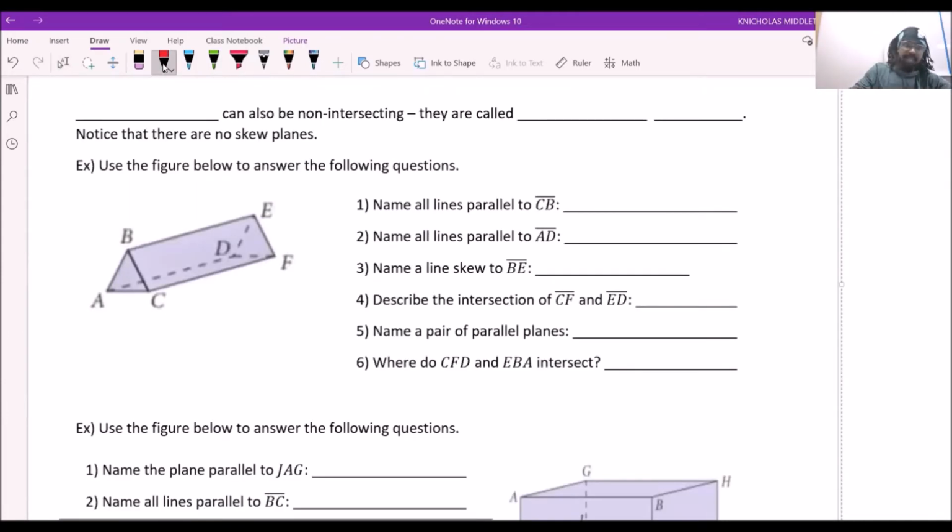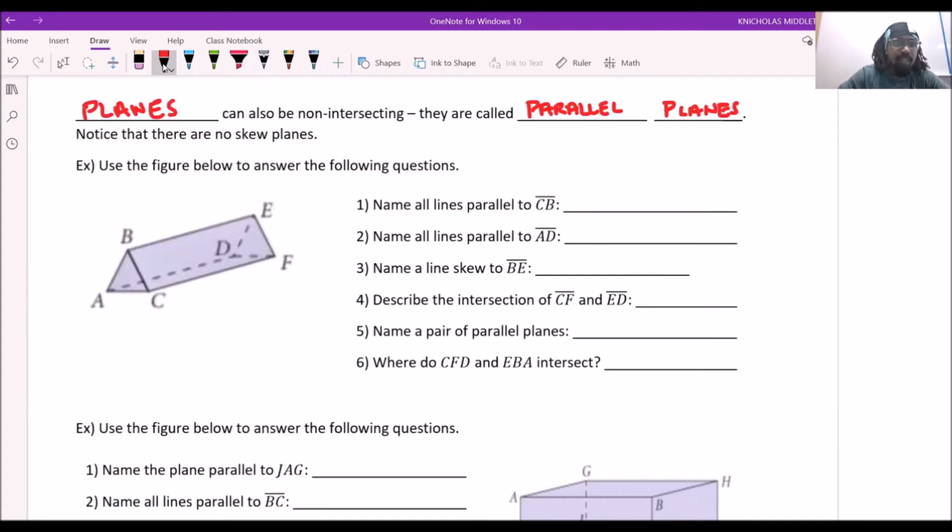Planes can also be non-intersecting. So we can have planes that do not intersect. They are called parallel planes. Parallel planes. There is no such thing as skew planes. Okay, there's not a way. If they don't touch, it's because they are parallel, not because they are skew. Obviously, if they're 2 different planes, there's never a possibility for them to be coplanar.